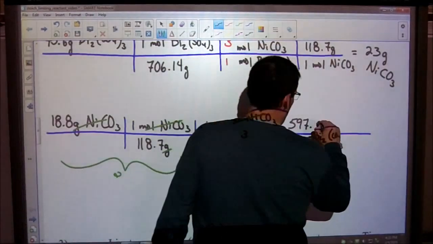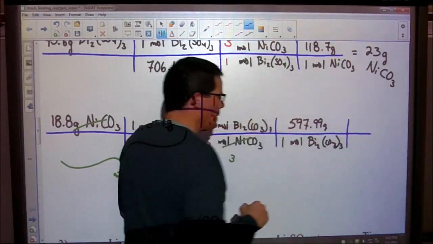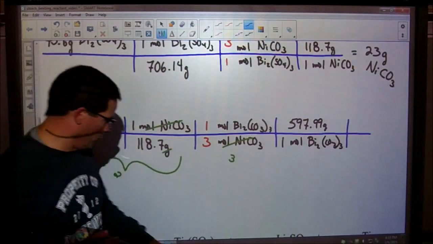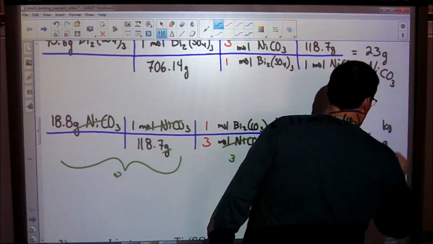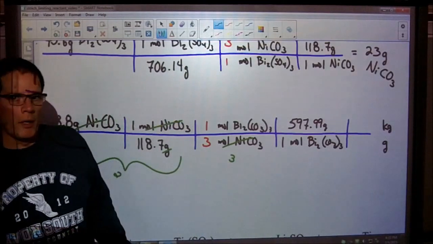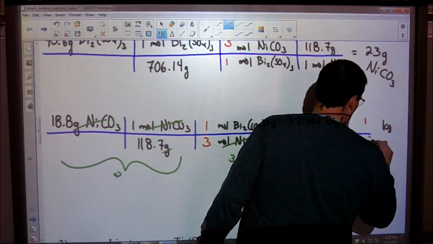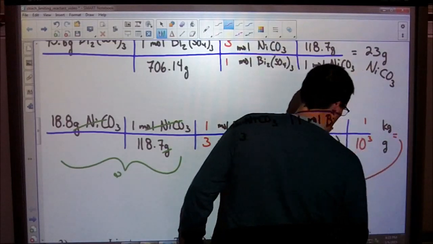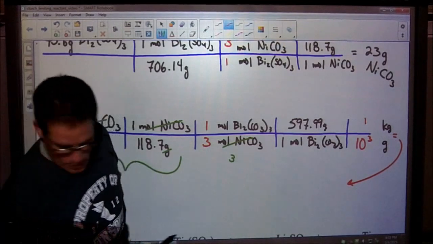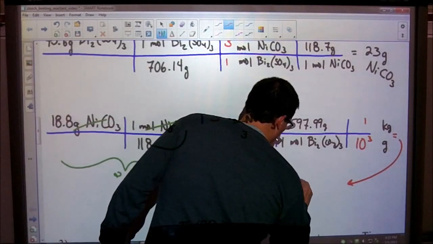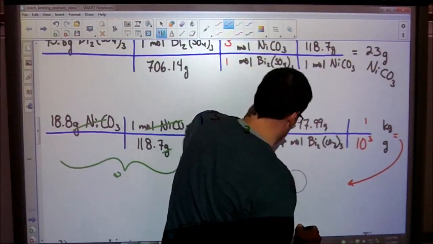597.99 grams. Okay, but we're not stopping there because again, we want it to be in milligrams, so we'll go one more step. Move gram down here, move kilogram right there. Which of those two is bigger? That's right, kilograms is bigger than a gram, and there's 1,000 of those. And when we type all that in, we get 0.0316.